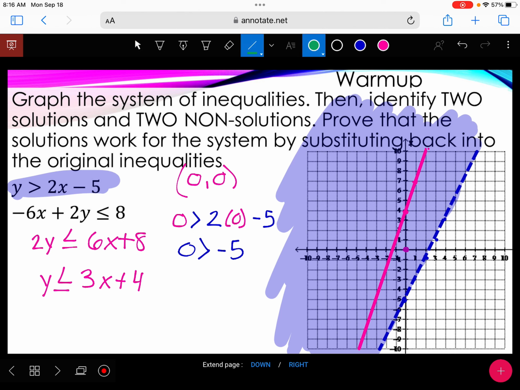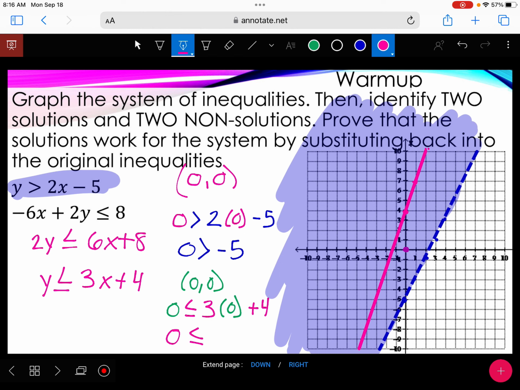And again, we can test 0, 0 on this one because it is still not on my line. It's not on my pink line here. So we're going to test 0, 0. We want to know if 0 is indeed less than or equal to 3 times 0 plus 4. 3 times 0 is 0. 0 plus 4 is 4. Is 0 less than 4?